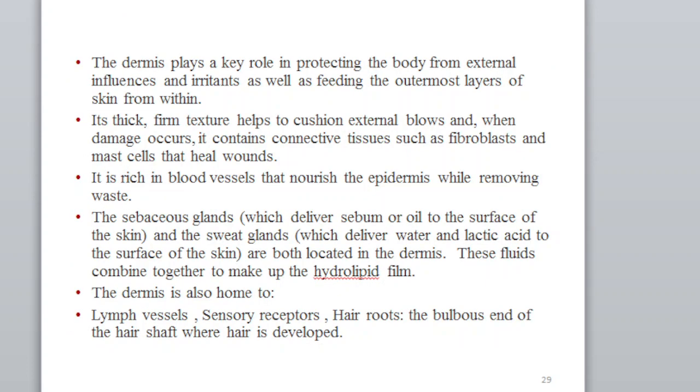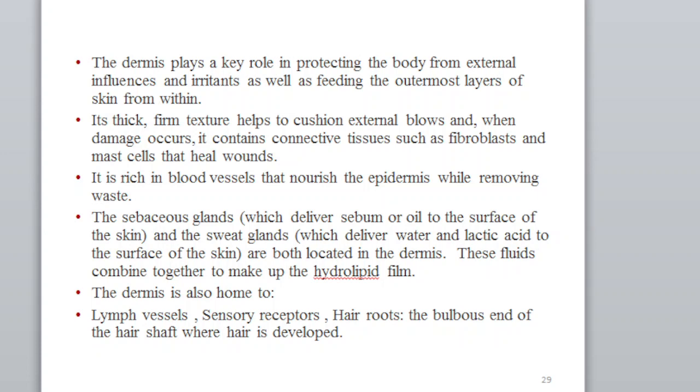Next slide. The dermis plays a key role in protecting the body from external influences and irritants, as well as feeding the outermost layers of skin from within. Its thick, firm texture helps to cushion external blows, and, when damage occurs, it contains connective tissue cells, such as fibroblasts and mast cells, that heal wounds. It is rich in blood vessels that nourish the epidermis while removing waste.